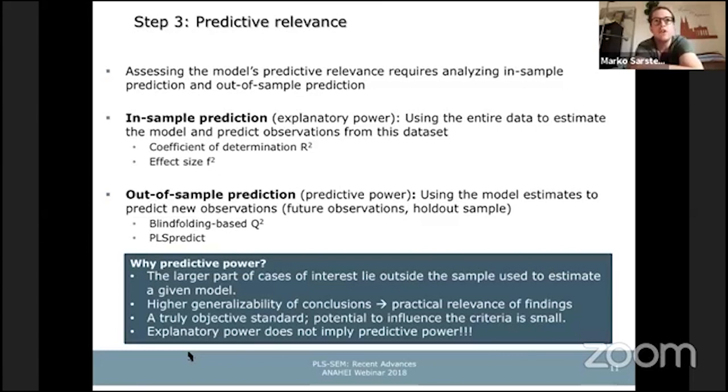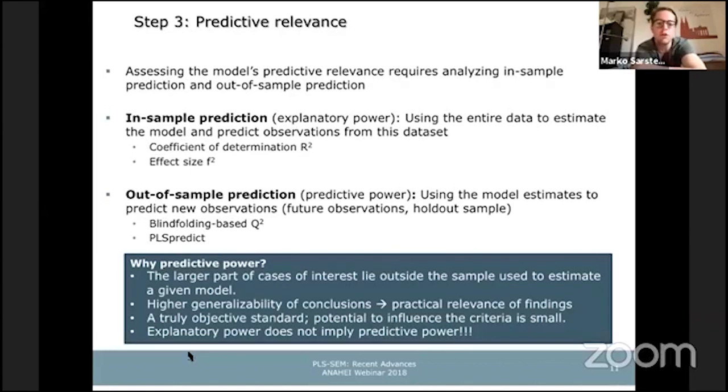And you do this using your entire database, and then a new customer comes into your bank and you want to have a reasonably good prediction of what the credit score for this new customer is going to be based on, for example, sociodemographic information. And that's the same logic here. In an out-of-sample prediction case, we want to predict new observations or observations that have been gathered in a different context. The blindfolding-based Q-square is a measure of out-of-sample prediction, but for reasons that I'm going to be talking about, it's actually not truly an out-of-sample prediction method.